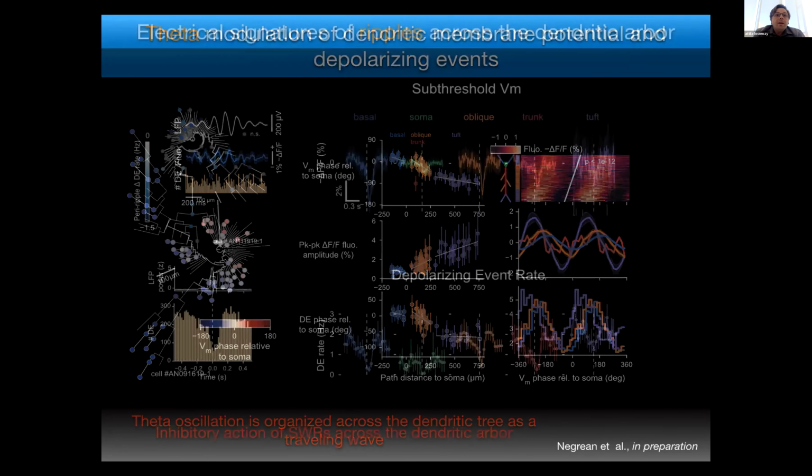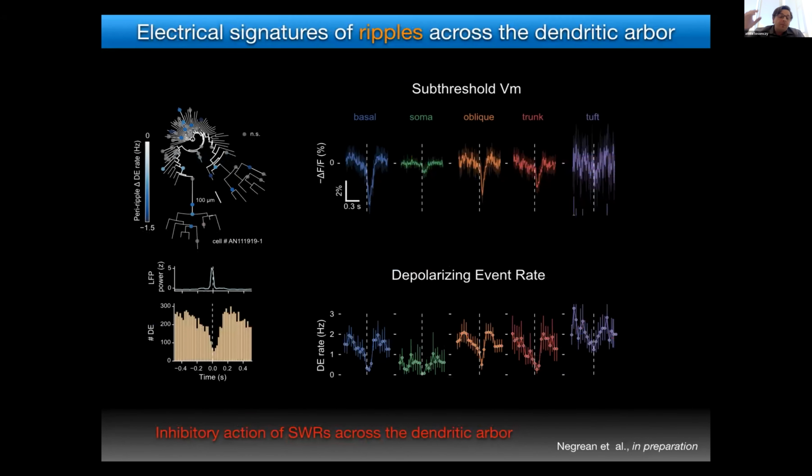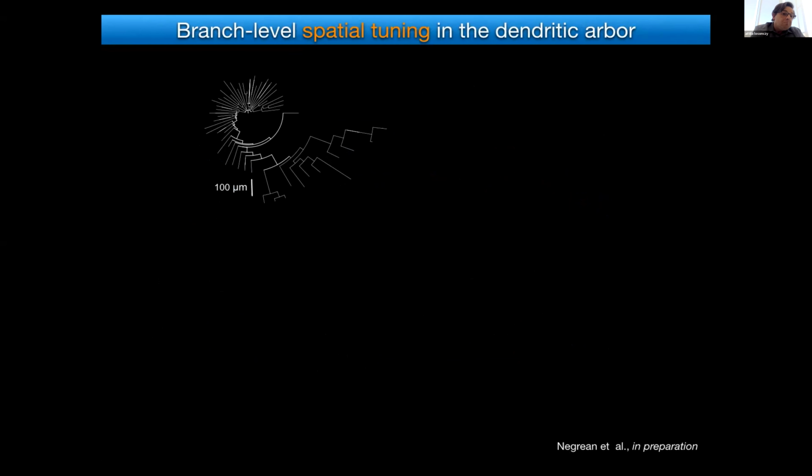And just very briefly, I mentioned that during sharp-wave ripples, the picture was very different. Across all the dendritic compartments, we found a prominent hyperpolarization in the subthreshold membrane potential and a suppressed depolarizing event rate. The third punchline I'd like to give you is the feature selectivity of dendritic events during head-fixed navigation that we looked at.